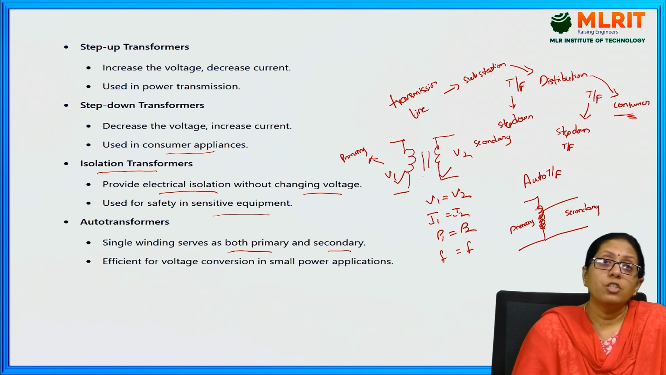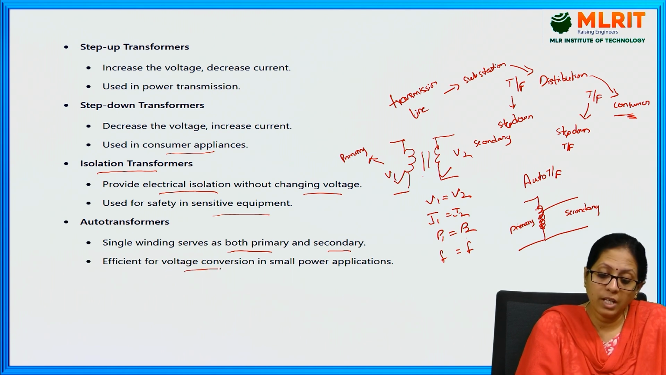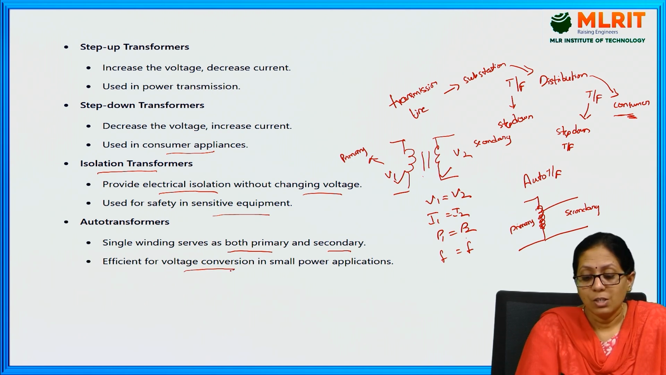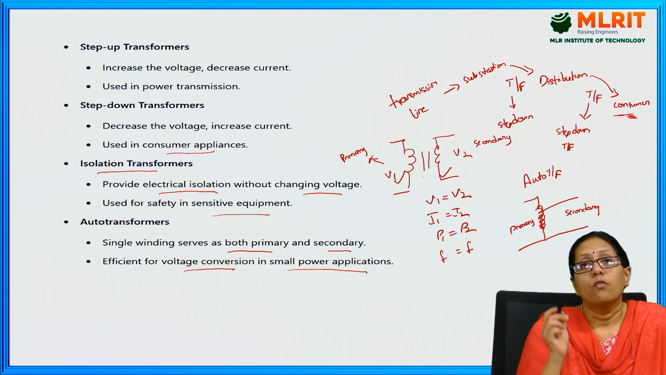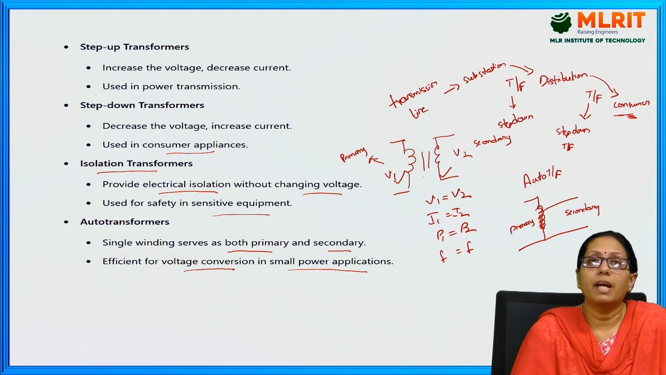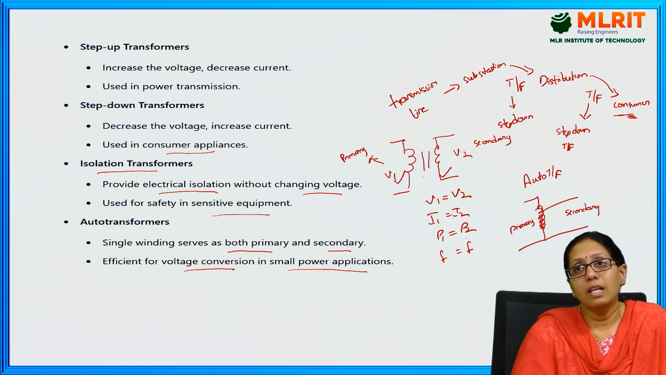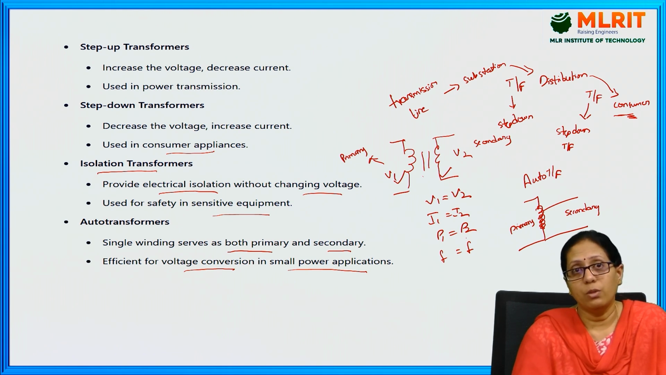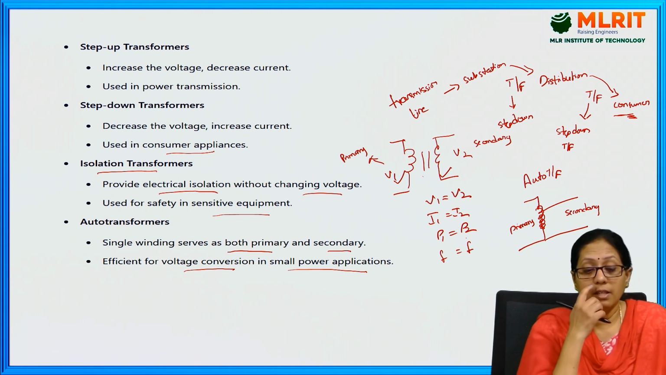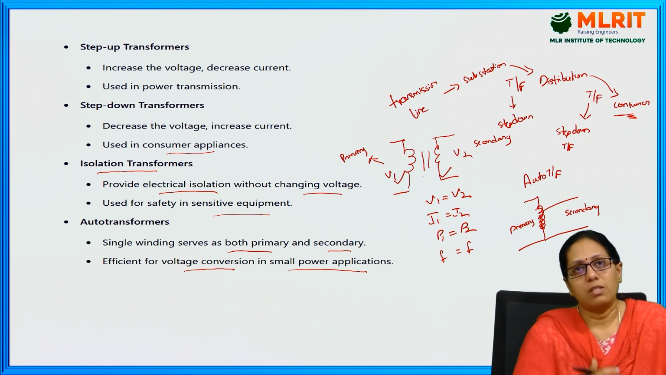So, it is efficient for voltage conversion in small power applications. For small power applications, we can use this auto transformer, and we can use only the single winding for both primary as well as secondary. So by using the single winding, the initial cost of the transformer is reduced. So these are the different types of transformers.